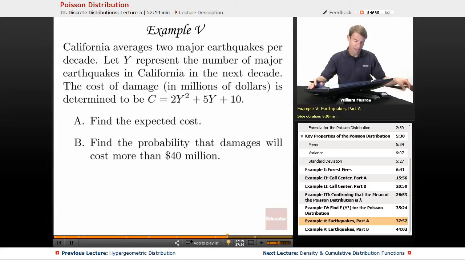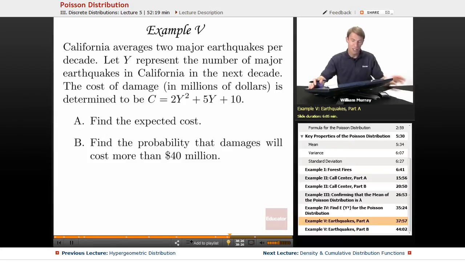So in example 5 here, we've got California averages 2 major earthquakes per decade, and Y is going to represent the number of major earthquakes in the next decade. And we've got a cost function here. The cost of damages, it depends, of course, on how many earthquakes you have. And in this case, the cost is 2y squared plus 5y plus 10.